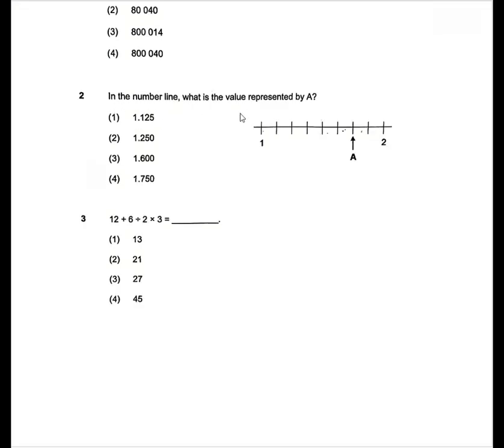In the number line, what is the value represented by A? Now you see that this is 1 here and the next number here is 2. So the length of this is actually 2 minus 1, which is 1. And this 1 unit here, the length of 1 unit is divided into how many parts? 1, 2, 3, 4, 5, 6, 7, 8 parts, which means the length of each of these is 1 over 8. Similarly, the length of this will be 1 over 8, this will be 1 over 8, and so on.